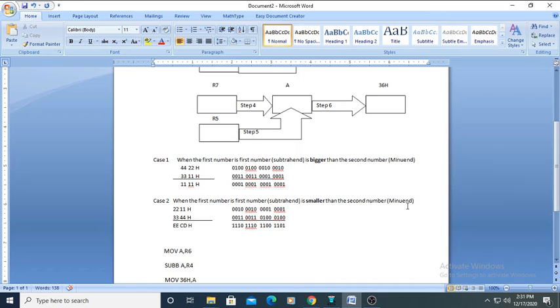But we have two cases. As we are dealing with hexadecimal numbers, we have to know something about how they are subtracted. We are going to handle the lower byte and the higher byte separately. When the first number, the minuend, is bigger than the second number, the subtrahend, there is no problem. You can directly subtract it and you get the answer.